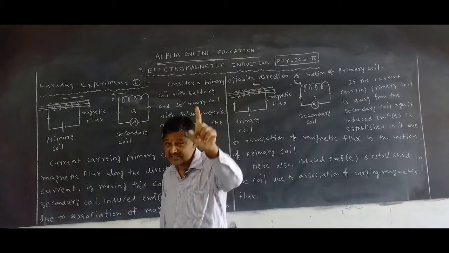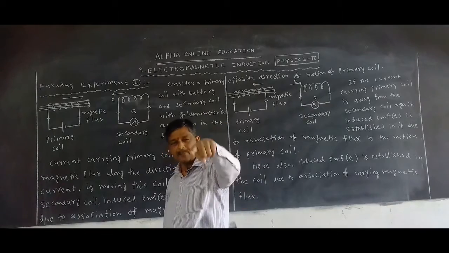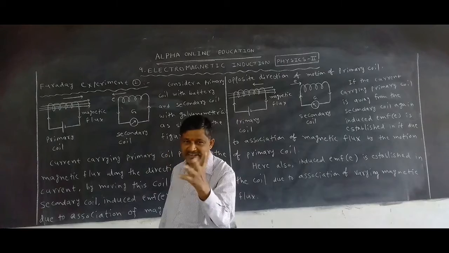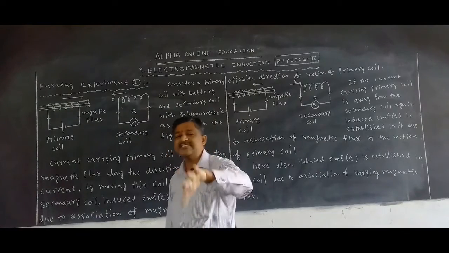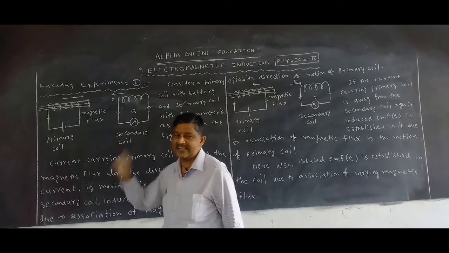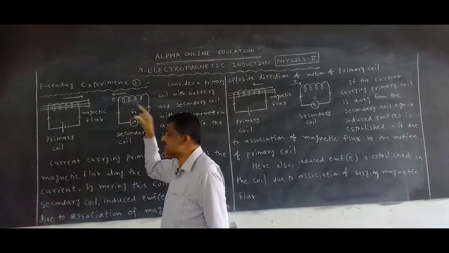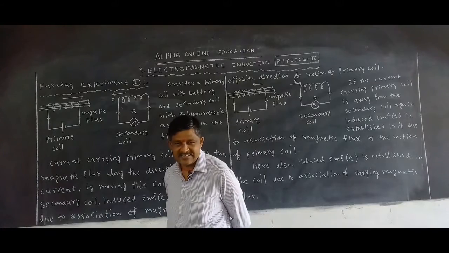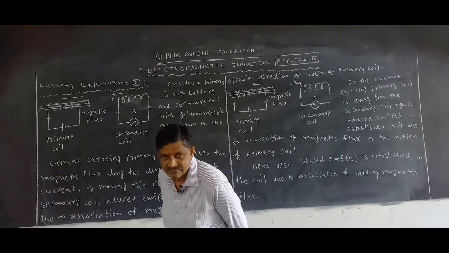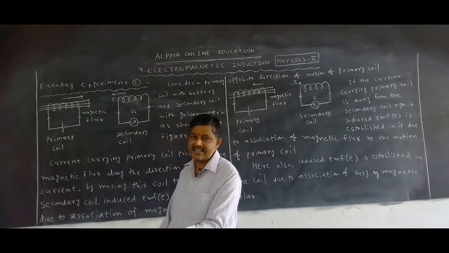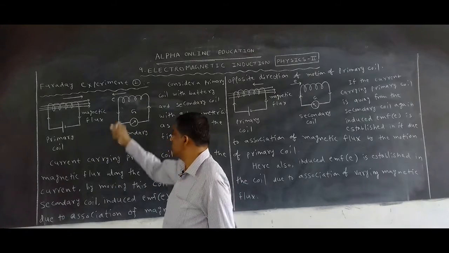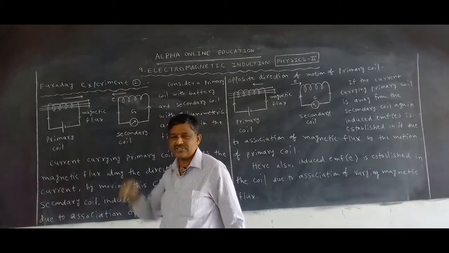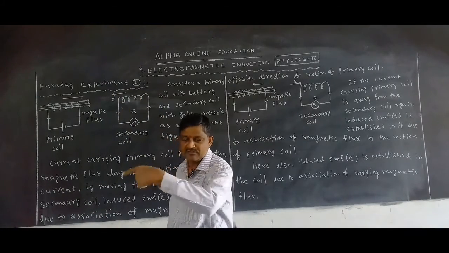This happened in experiment 1. Here also it happens. In experiment 1 we shifted the magnet, but here the magnet is not shifted. The coil is shifted towards the secondary. Immediately in the secondary coil, the associated magnetic flux varies or increases, and an induced EMF is established in the secondary coil in the opposite direction of the motion of the primary coil.